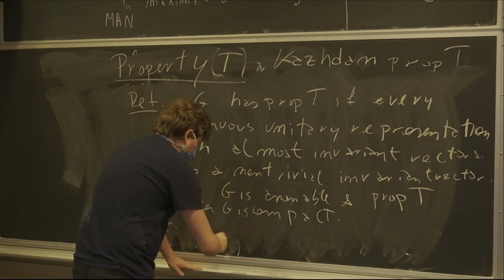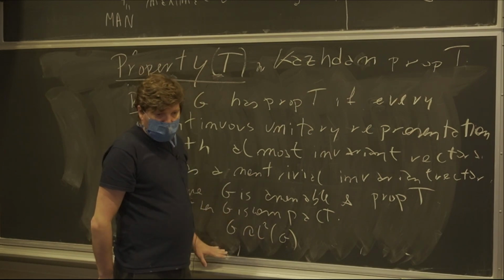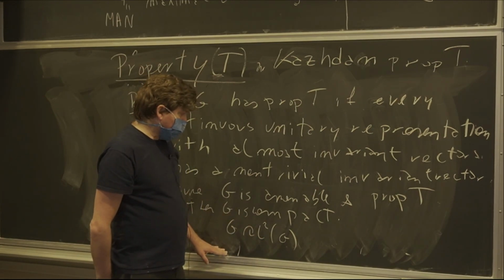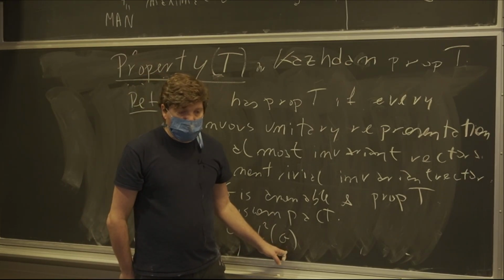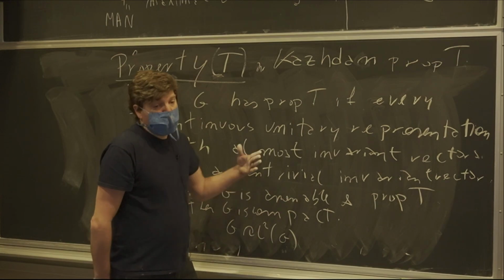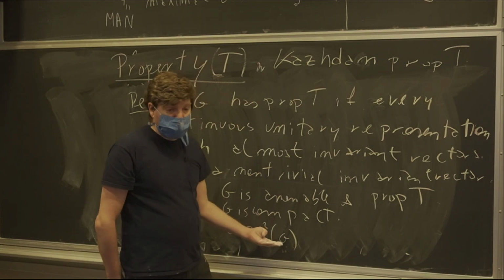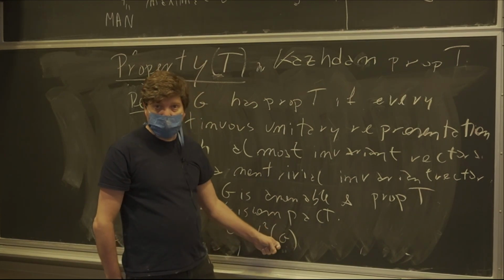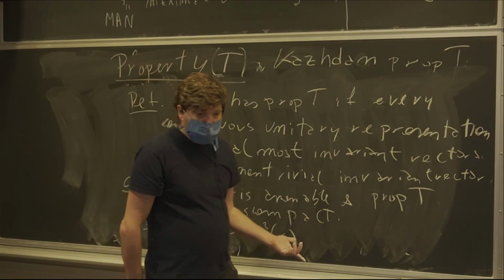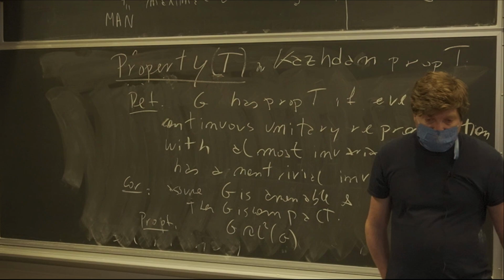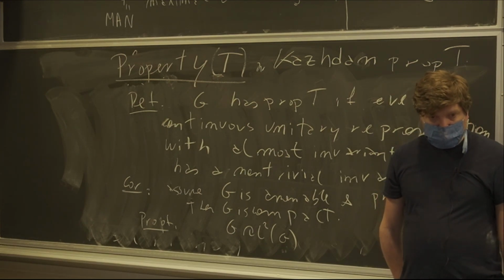So you take your action of G on L2 of G. This is a unitary action, continuous. Amenability tells you that this has an almost invariant vector, and property T tells you that once you have this, there is a non-trivial invariant vector. Now, a non-trivial invariant vector is a constant, by definition of the action here, which you can assume is the constant 1, which means that 1 is in L2. So it means that the Haar measure is finite, and finite Haar measure means that the group is compact. That's it.